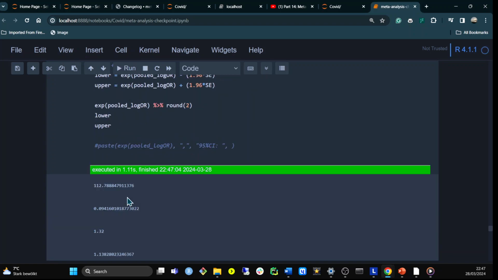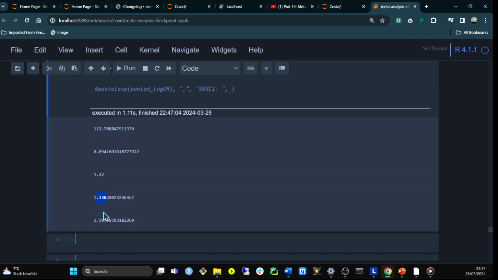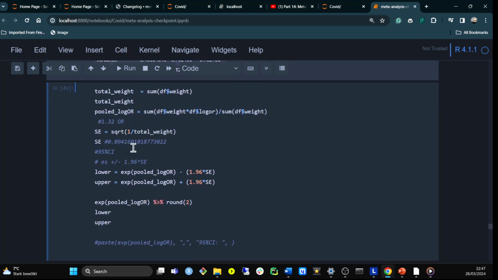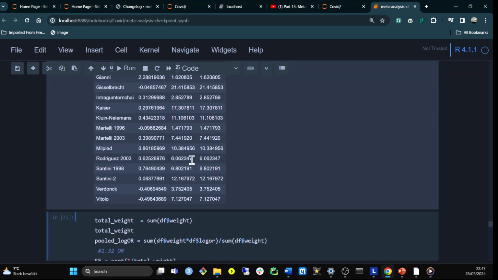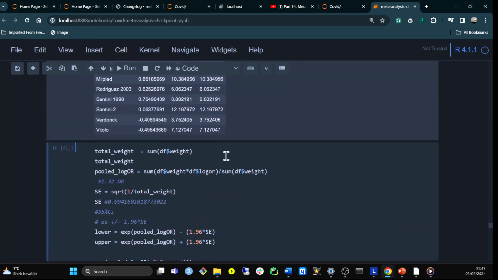So let me run them. I get a voltage ratio of 1.32, and the lower bound is 1.138, the upper is 1.196. It doesn't look right. Maybe I have some errors here. Okay, here standard error is the square root of 1 over total weight. So it's 1 over variance. That's my weight, and to get it into standard error, I forgot to take the square root.